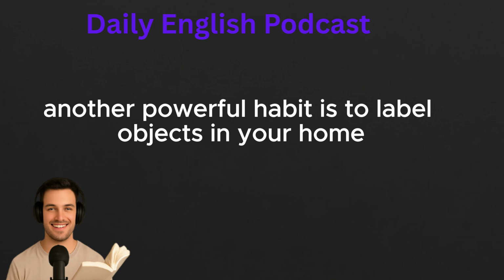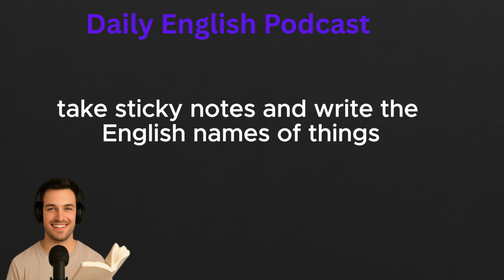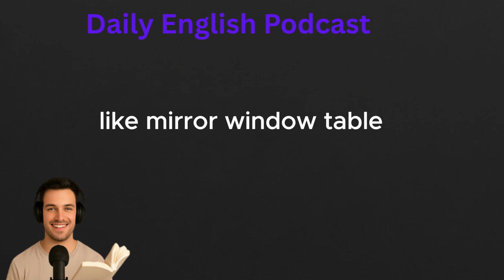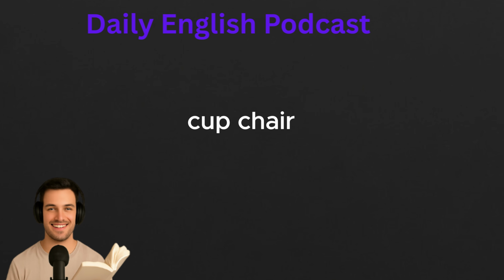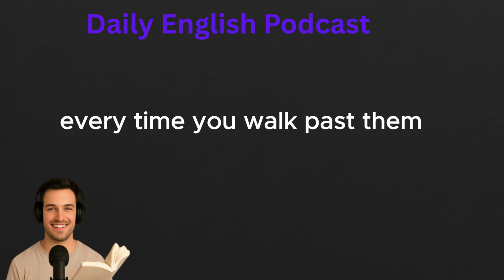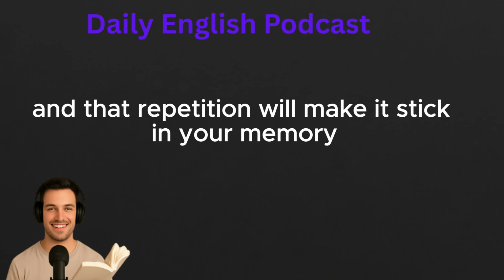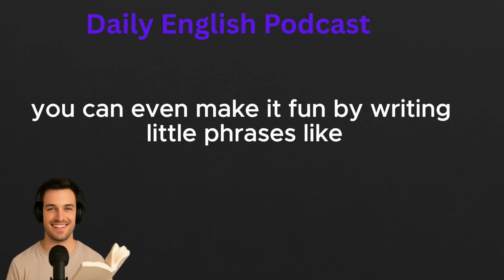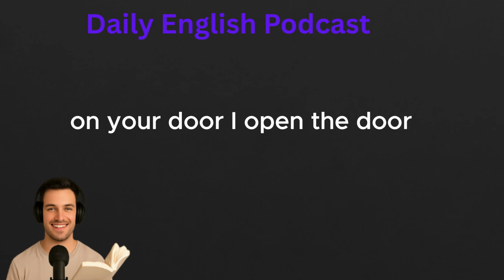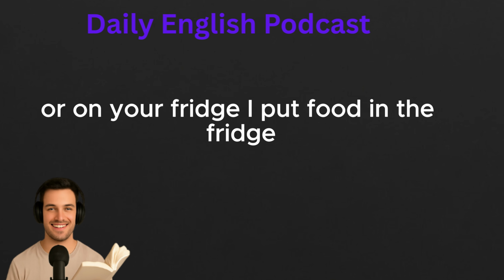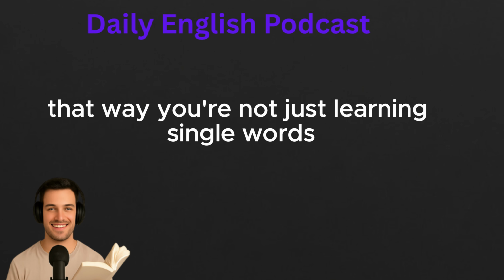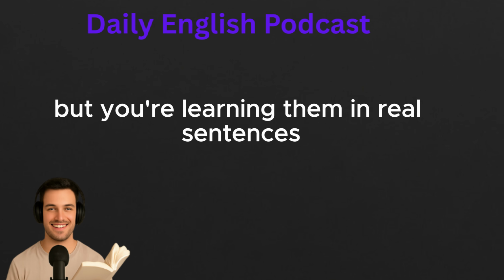Another powerful habit is to label objects in your home. Take sticky notes and write the English names of things like mirror, window, table, cup, chair. Every time you walk past them, you'll see the word, and that repetition will make it stick in your memory. You can even make it fun by writing little phrases, like on your door, "I open the door," or on your fridge, "I put food in the fridge." That way, you're not just learning single words, but you're learning them in real sentences.